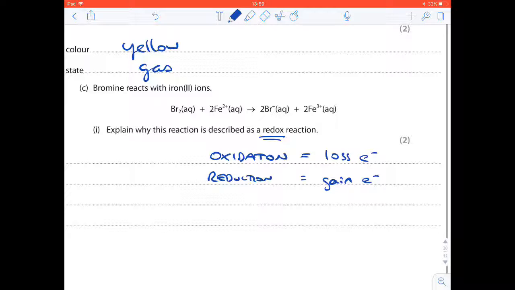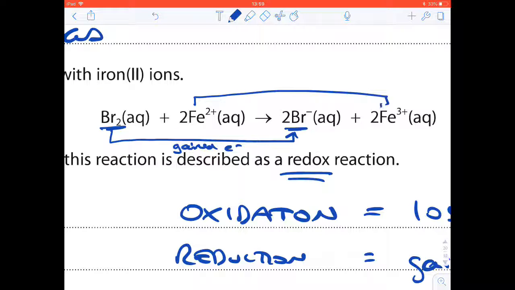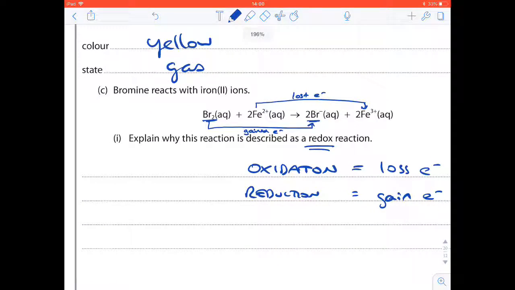Looking at the chemical equation, is it easy to see what's gained or lost electrons? Not really, but if we just try and focus on it a little bit, the bromine starts out just Br2 and it turns into Br minus. So that is reasonably easy to say has gained electrons. The iron goes from Fe2+ to Fe3+. If it's become more positive, that means in order to get more positive, it must have lost some negative electrons. So that's lost electrons.